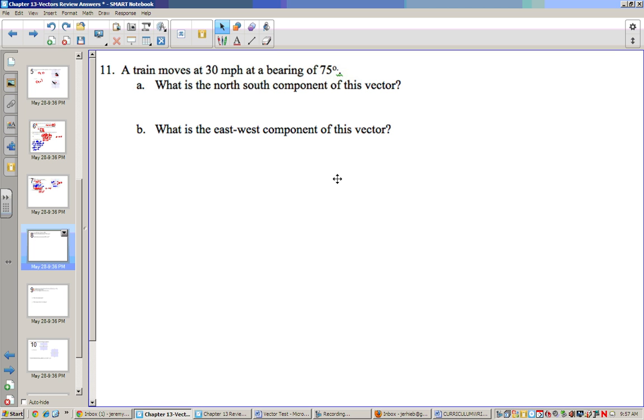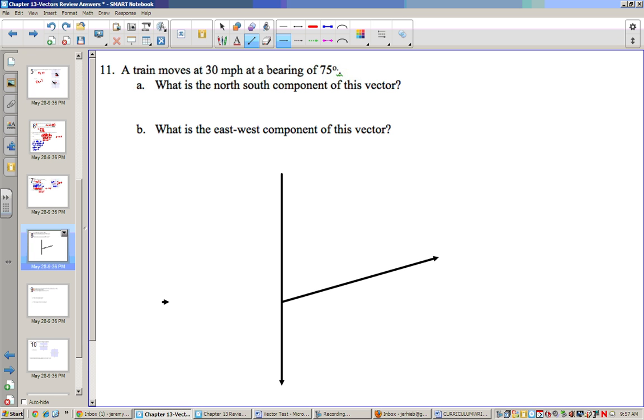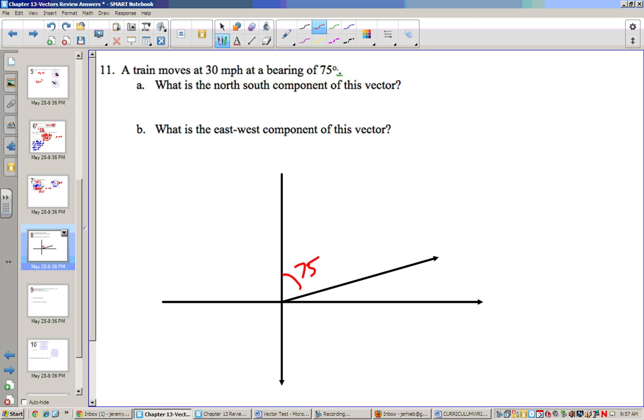All right, one more on this page. A train is moving 30 miles per hour at a bearing of 75 degrees. 90 is straight up, 75 is down here. Maybe I should draw some axes first. So if this is 75 degrees, they want to know the north-south component of that vector. That's this. Let's call it y. If this is 75, this would be 15 degrees because those add up to 90 degrees. And that distance is 30, or speed is 30 miles per hour.